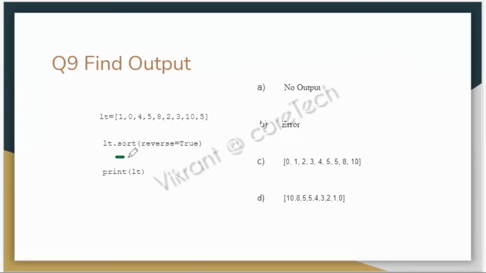I'm going to sort the list in reverse order. When I sort the list, and that too in reverse order, my largest element is 10. 10 should come at the beginning. 10 should come at the beginning. So we have answer as D. The last question in the same set.